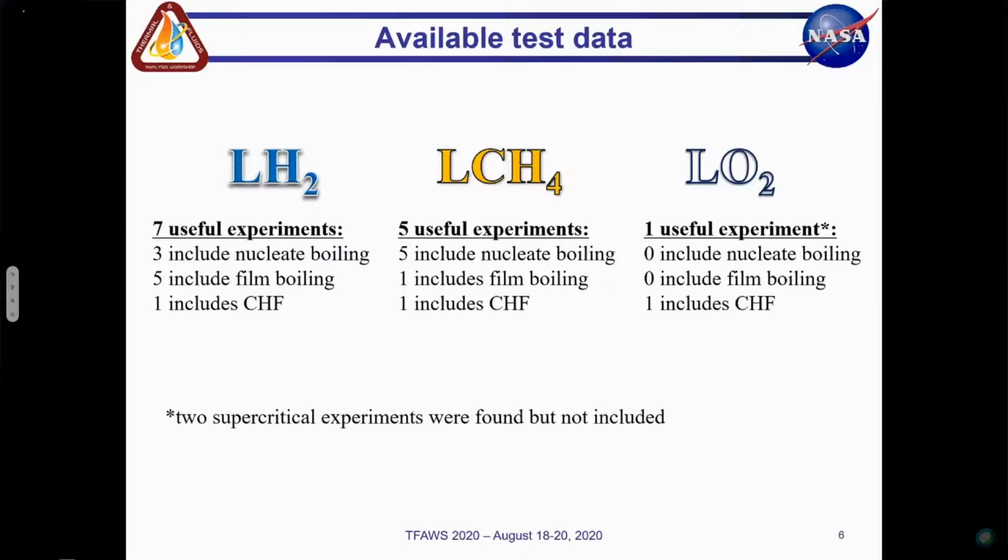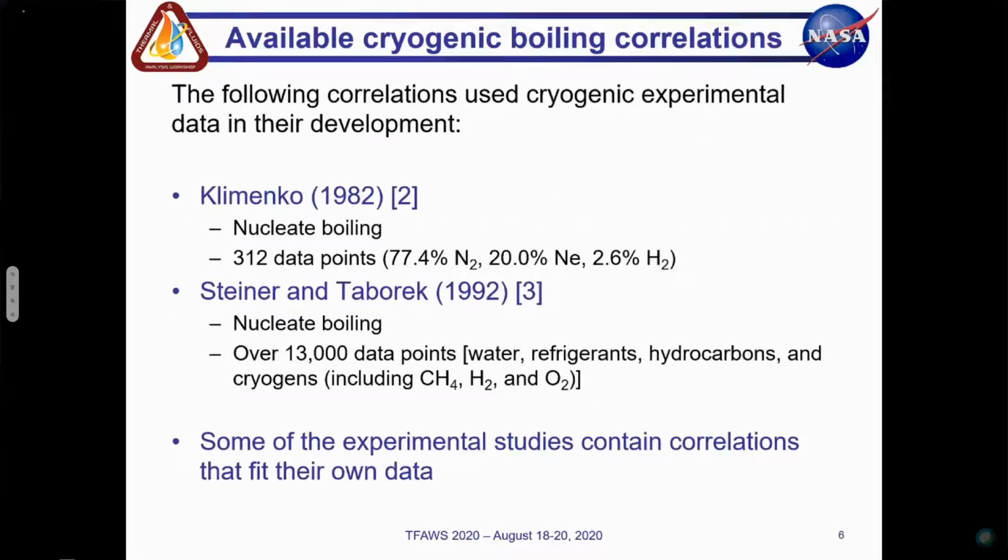Okay, so here are currently some experiments that have been done with these three cryogenic fluids that are available. Now, these are not the experiments that I have chosen to use for my research. These are all of the experiments that I could find that exist, period, for these fluids as it pertains to flow boiling. So for hydrogen, there were 7, methane 5, and literally 0 for oxygen. I have one there because I did find a critical heat flux experiment, but as far as heat transfer in the nucleate boiling regime or the film boiling regime, I could not find anything. So this is just the test data that we have to work with. There's not many.